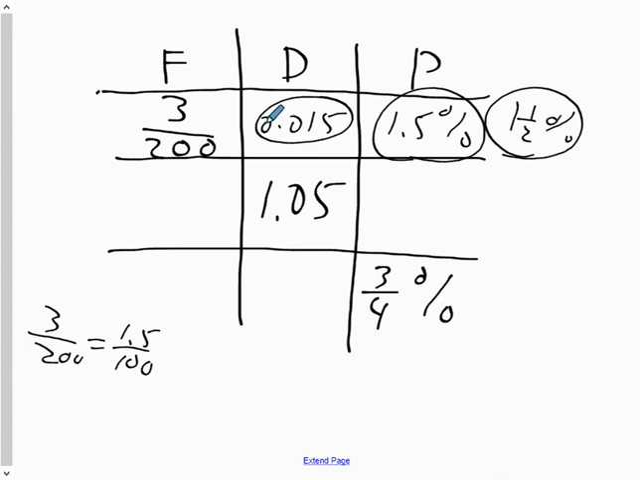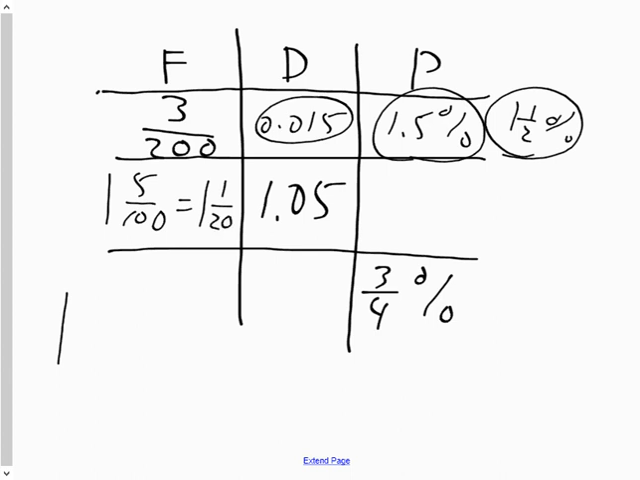1.05. When I read it, I said 1 and 5/100ths. That's the fraction. In lowest terms, in case they might have done it, it'd be 1 and 1/20. So 1 and 5/100ths is the same thing as 105 hundredths as an improper fraction, and therefore is equal to 105%.